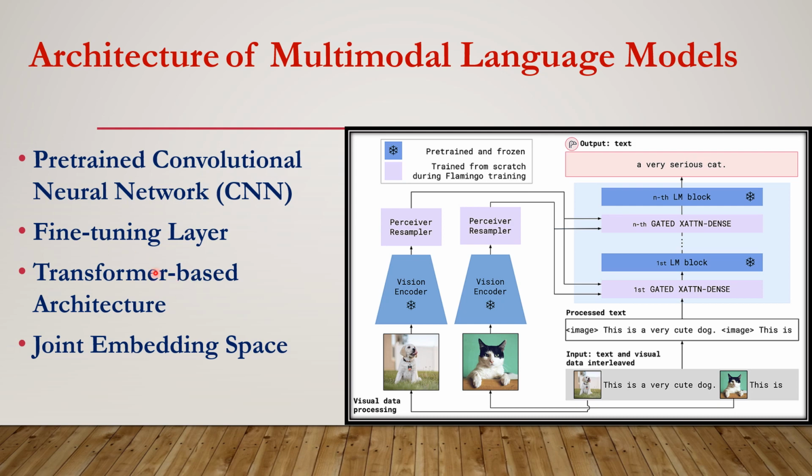The language module is inspired by transformer architectures similar to those used in state-of-the-art models like GPT. It comprises multiple layers of self-attention mechanisms, allowing the model to capture long-range dependencies and contextual information from the textual input. Then we have a joint embedding space. The visual features and textual embeddings are projected into a shared multimodal space where the model can learn the alignment between the visual and textual representations. This joint embedding space facilitates the fusion of visual and linguistic information.